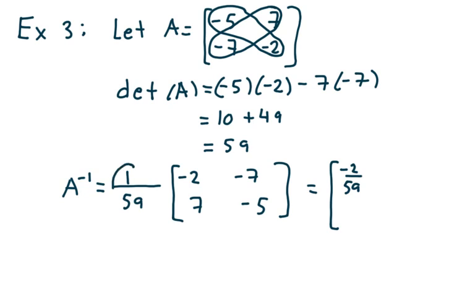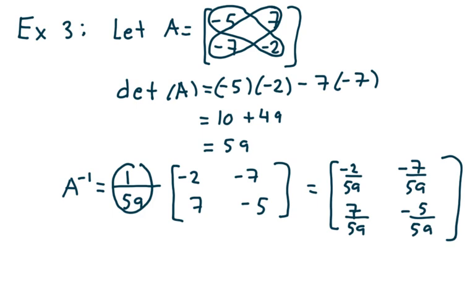And so here you get the matrix -2 over 59, right? If I take this number, basically what I'm doing is taking that number and multiplying it by every entry within the matrix. So I get -2 over 59, -7 over 59 for the first row, and then I get 7 over 59, and then -5 over 59 for the second row. Now, a good exercise would be to take A and multiply it by A inverse and check out. Do you get the identity matrix back?